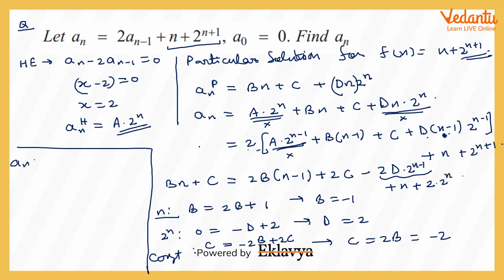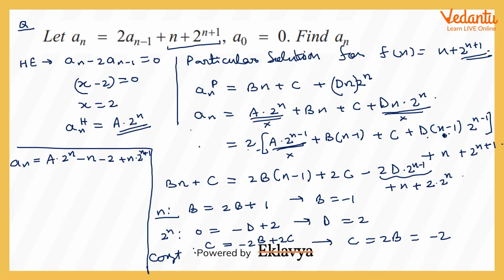So my a_n will be equal to a, I think we have not found, so I will write a into 2 power n. B we have found as minus 1, so it will be minus n. C we have found minus 2, and D we have found 2. So I can write this as n into 2 power n plus 1.